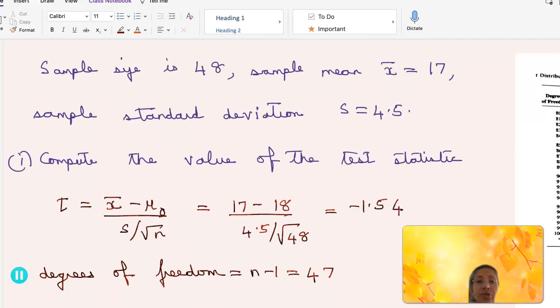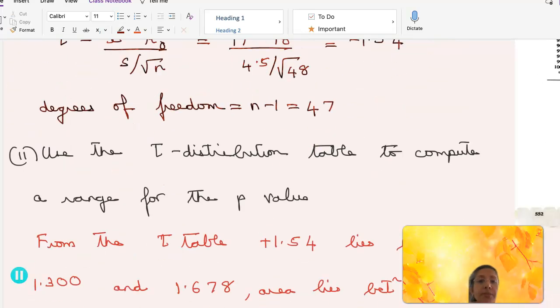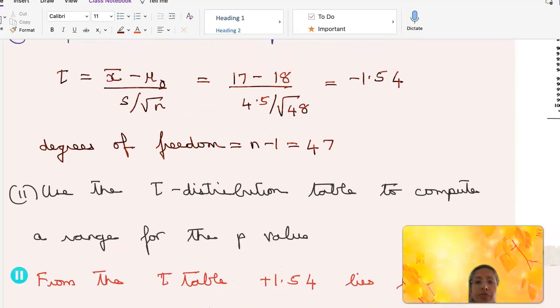You have to calculate the value of the test statistic. So that is given by t equal to x bar minus mu naught by s by root n. So x bar is 17, mu naught is 18, s is 4.5, n is 48, so root 48. So you get minus 1.54. And the degree of freedom, what is the formula? N minus 1. So 48 minus 1 is 47. Now use the t distribution table to compute a range for the p-value. So again we are looking at 47 and minus 1.54.